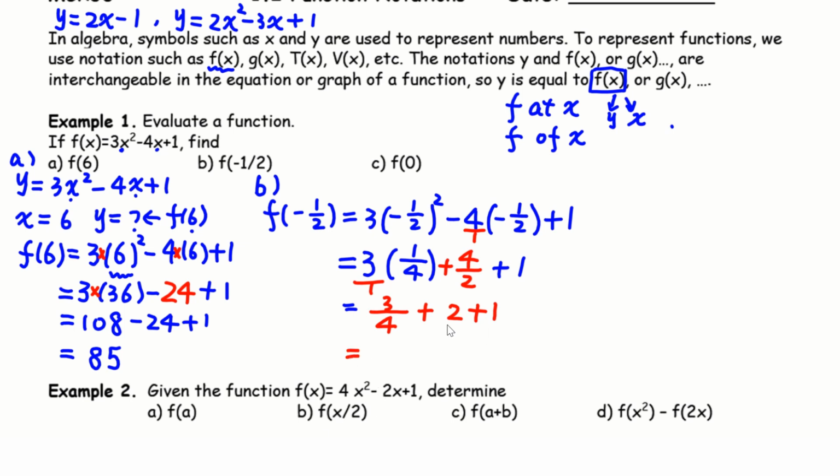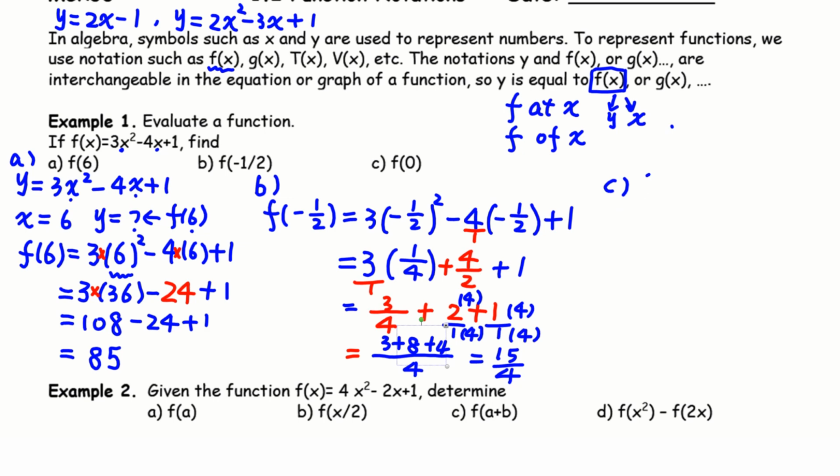So we want to change everything to the same denominator. The least common denominator is 4, so we times 4 to both numerator and denominator to change it to the same denominator. Then we add or subtract the numerators together. So 3 plus 2 times 4 gives you 8. 1 times 4 is 4. So the final answer will give you 15/4. So this is a fraction, multiplication, and question C.